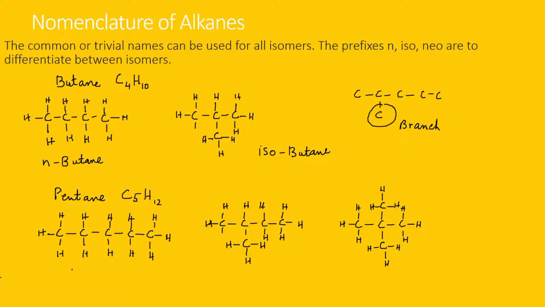So let's name them. This is called n-pentane when the carbons are arranged in the form of a straight chain. The second isomer, in which there is one branch on one carbon atom, would be called isopentane. And the last one, in which there are 2 branches on the same carbon atom, would be called neopentane.